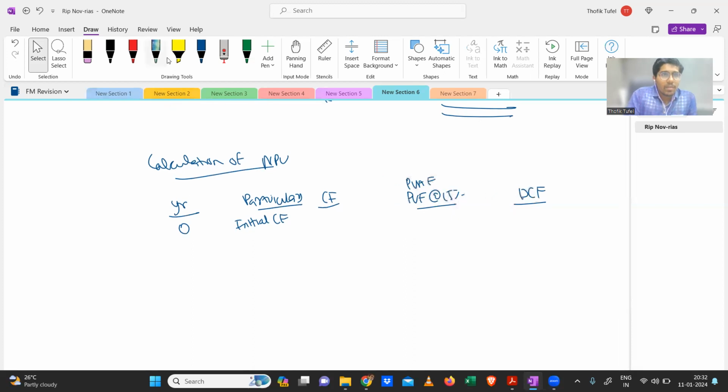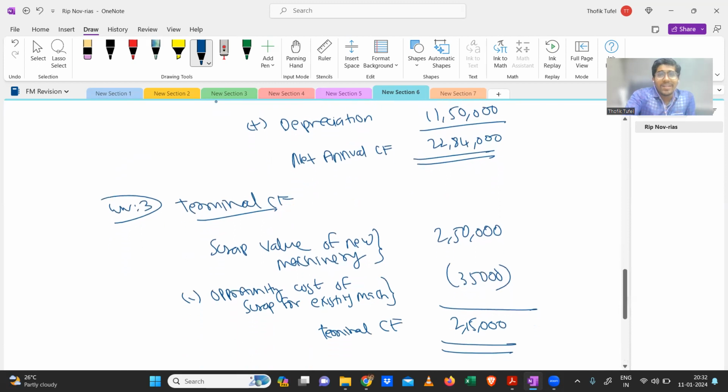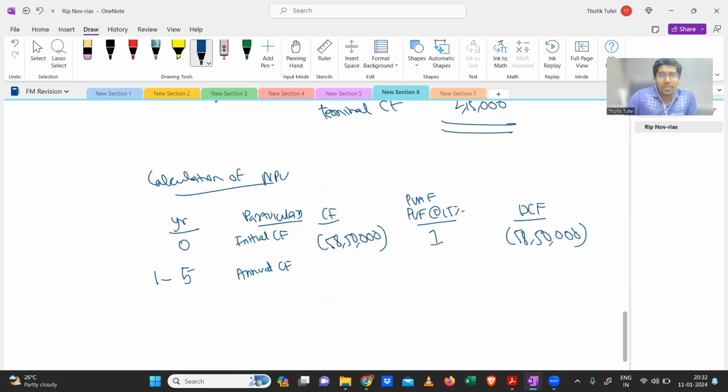Now, what is my initial cash flow here? Initial cash flow is 58,50,000 rupees, from the working note. The discounted cash flow is 58,50,000 rupees. From 1 to how many years? 1 to 5 years, I'm getting annual cash flows. What is my annual cash flow? 22,84,000. It is an inflow.